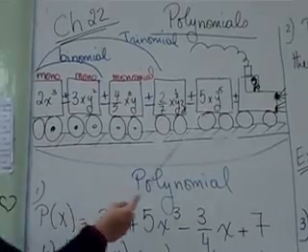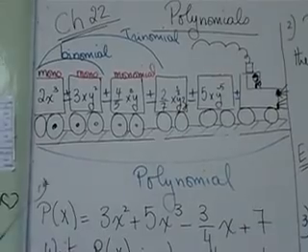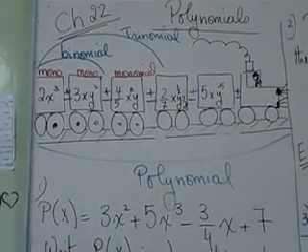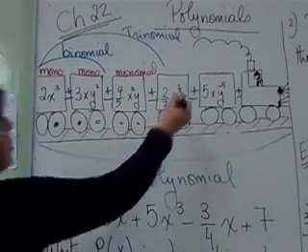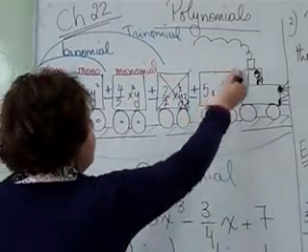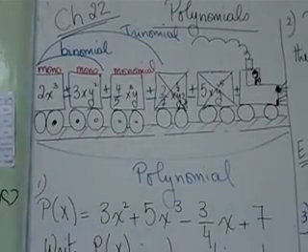They cannot be negative numbers, and they cannot be rational numbers, meaning fractions, and they cannot be irrational numbers, meaning square roots. So this is why I did not write monomials, because they are not included in the polynomial.